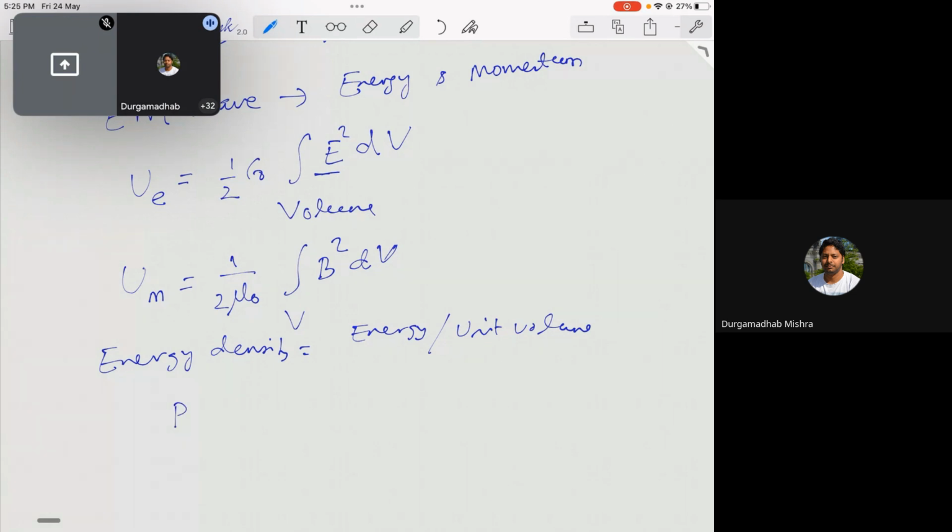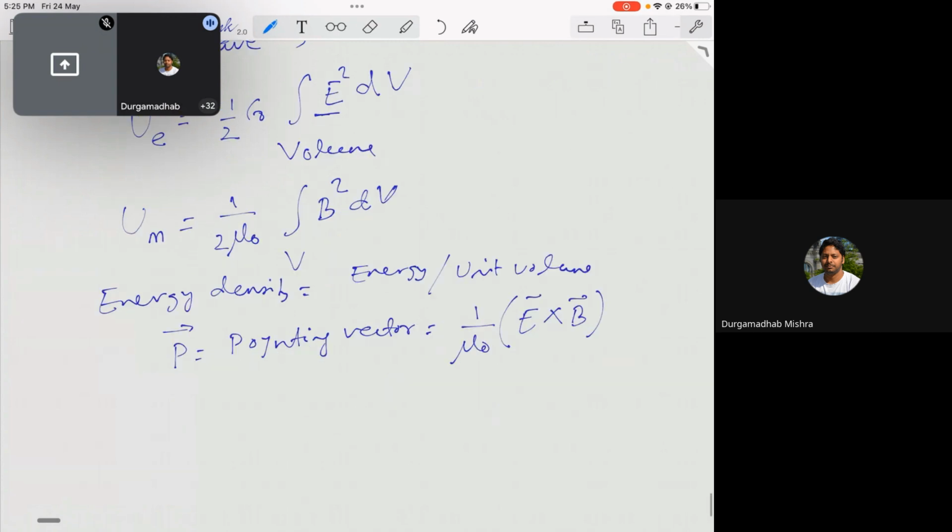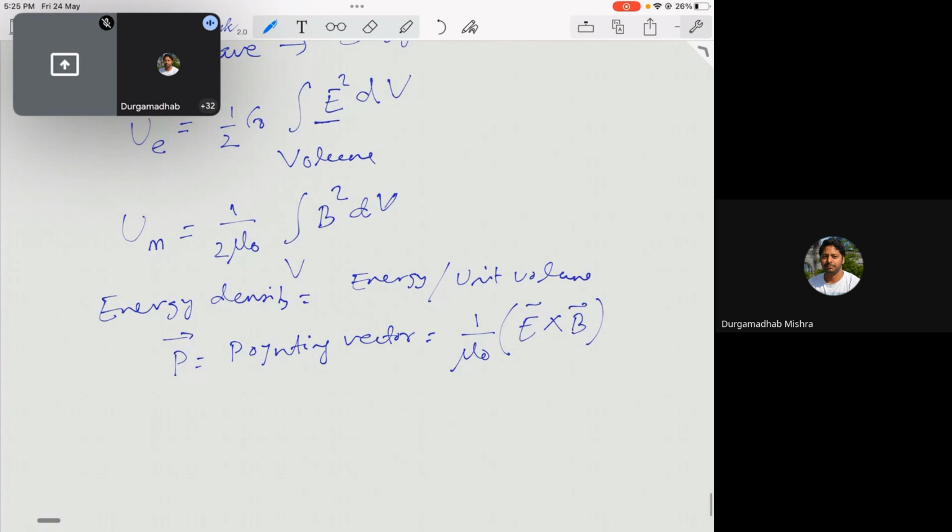We also define something known as the Poynting vector, which is the cross product of E and B. This is the Poynting vector that is associated with the electromagnetic wave. Simply, you have to take the cross product of electric field and magnetic field.